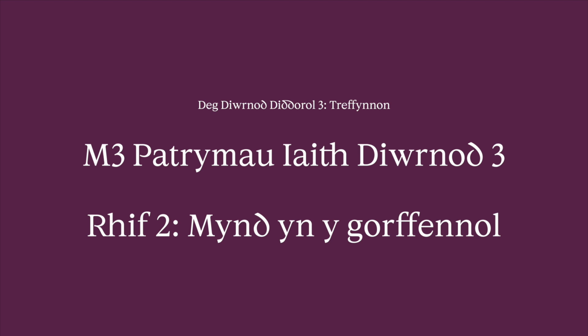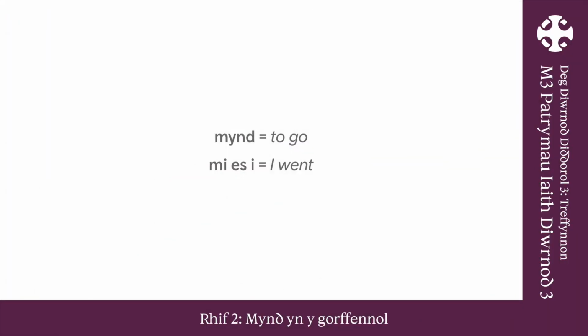Rhif 2. Mynd yn y gorffennol. To go in the past tense. Mynd is an irregular verb that means to go. You have learnt phrases that use mynd in the past tense about different people to say where they went.